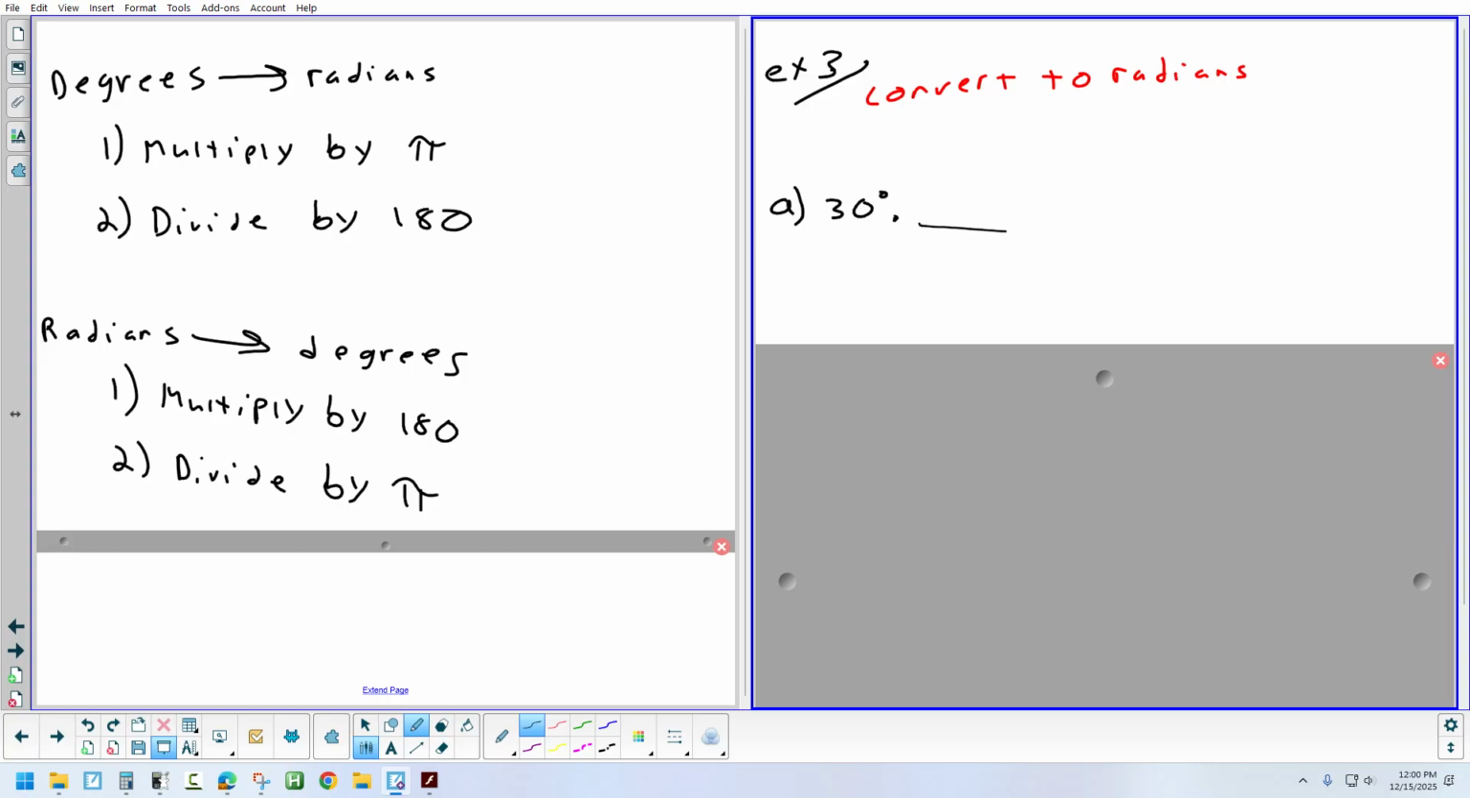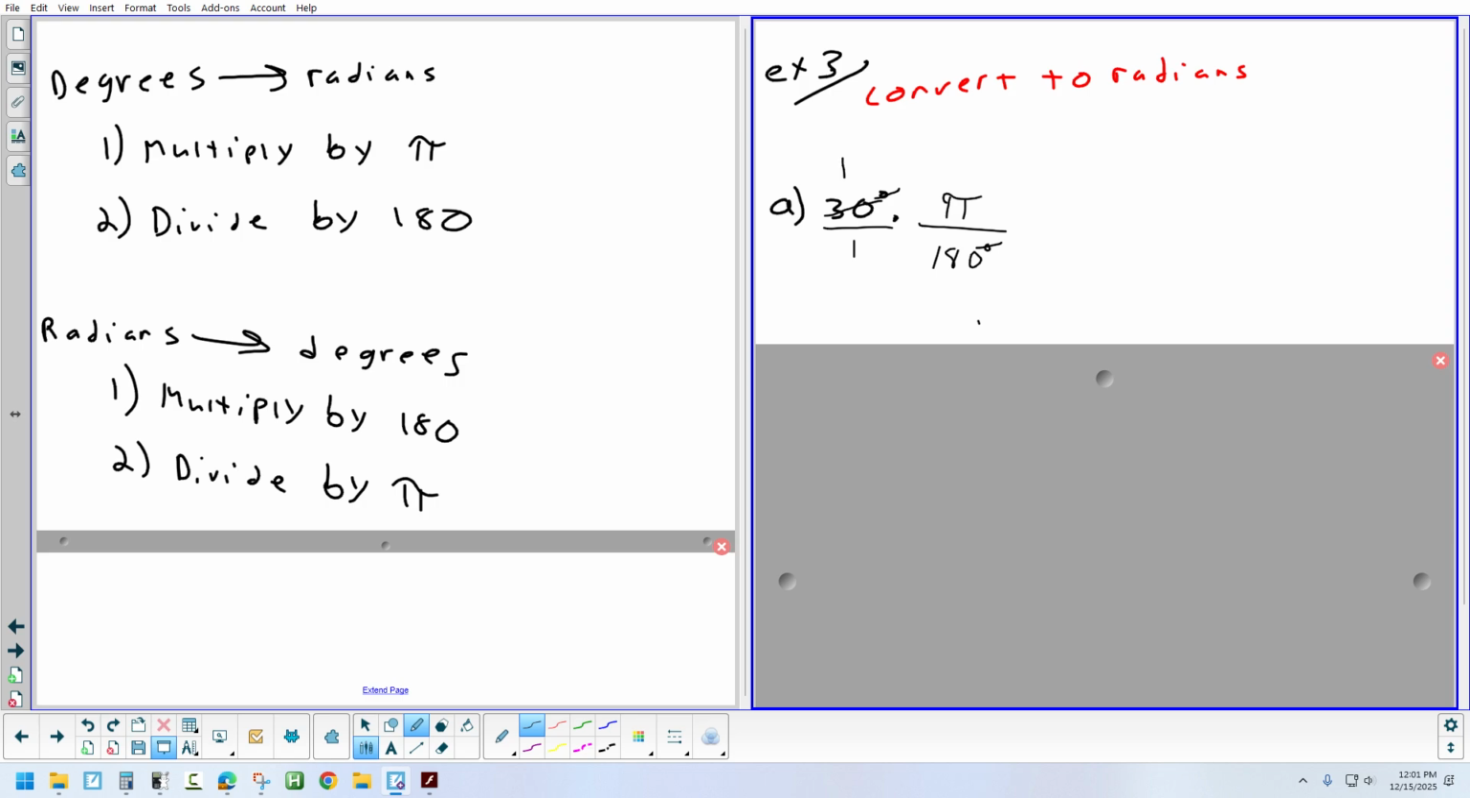Okay, so let's try converting 30 degrees to radians. When you're converting to radians, what goes in the top? Pi. What goes in the bottom? 180. And if you want to think of the 30 as being over 1, you can. The degree symbol in the bottom and in the top cancels out. How many times does 30 go into itself? Once.